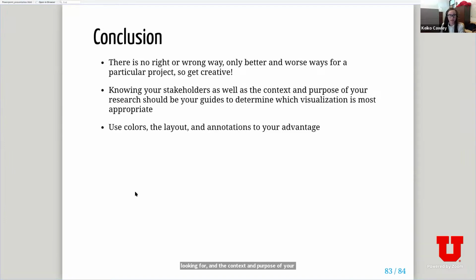We didn't go over this very explicitly, but use colors, the layout, and annotations to your advantage. I know in R, ggplot has the annotate function, and with that, you can add text, you can add arrows, you can add shaded boxes, which can help enhance your visual.